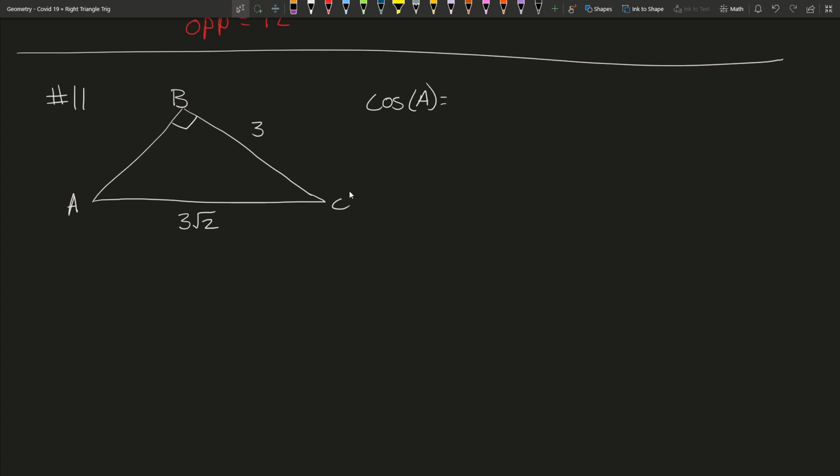Okay, this is number 11 on your worksheet. On that second worksheet, I did phrase it a little bit differently. Originally, there's a theta here, but we're going to get rid of that because this looks a little bit more like IXL. Okay. So in this diagram, we're trying to find the cosine of A. So we're trying to find the cosine of this angle.